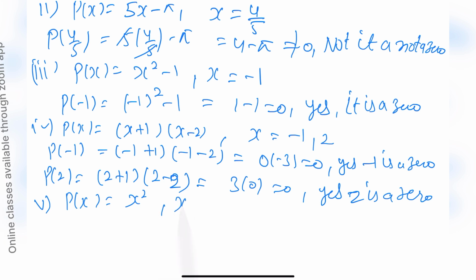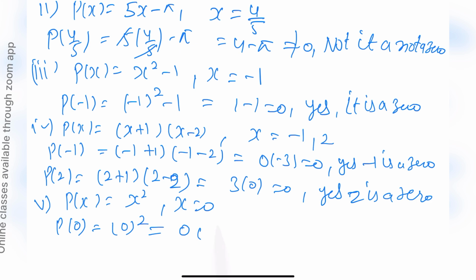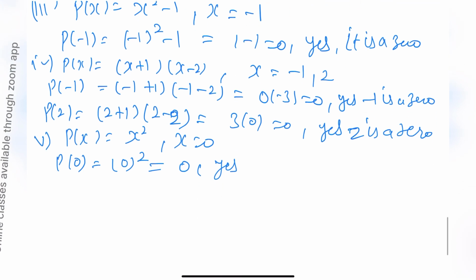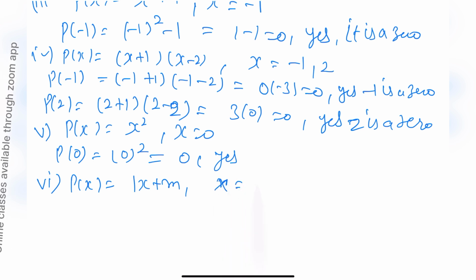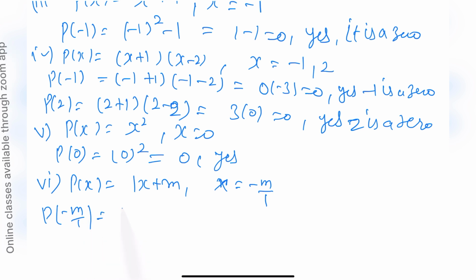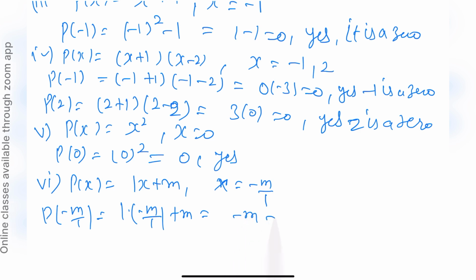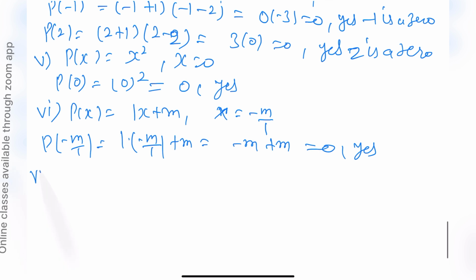Next part is P of x is equals to x square and x is equals to 0. So we will find P of 0. That means square of 0 is equals to 0. So yes, it is a zero of the given polynomial. Sixth part is P of x is equals to 1x plus m and x is equals to minus m by 1. So we are finding P of minus m by 1 is equals to 1 into minus m by 1 plus m, it is equals to minus m plus m is equals to 0. So yes, it is a zero of the given polynomial.